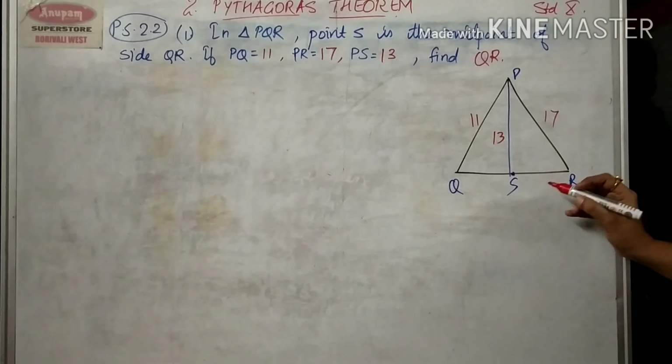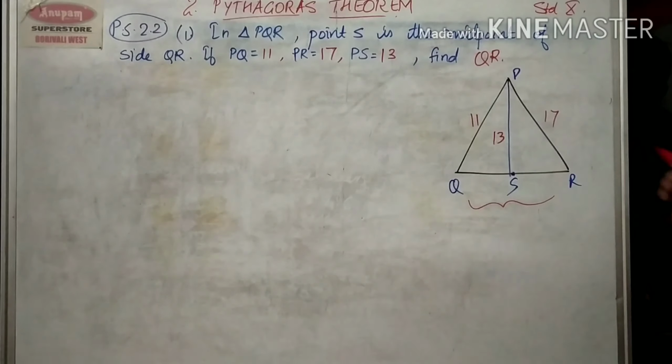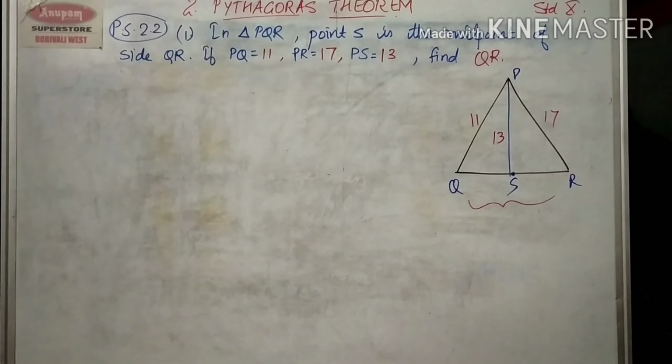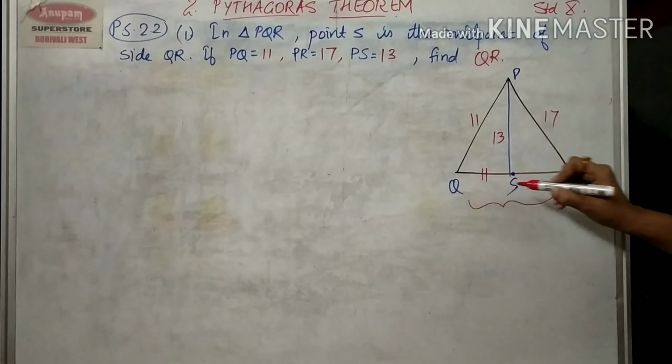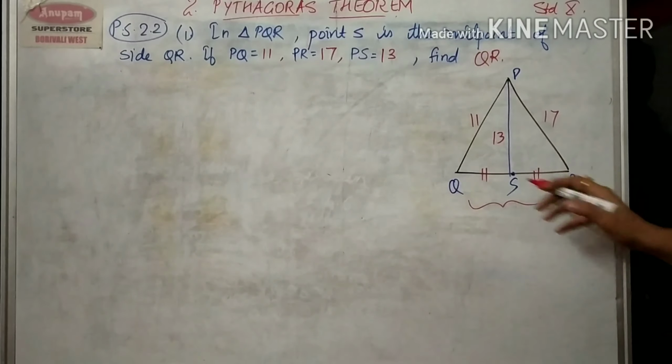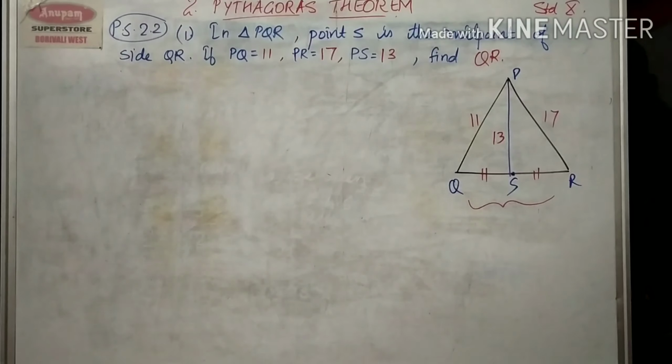Okay? We are supposed to find out the length of QR. Now, also it has been given that point S is the midpoint, so I can show this by this symbol, which means that the QS is equal to SR. Now let us see how we are going to solve the question.